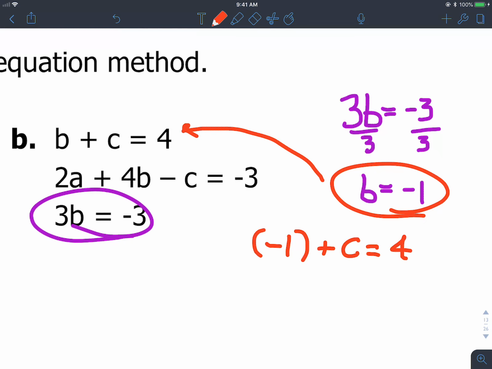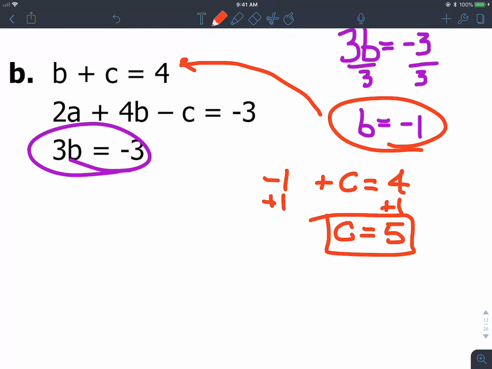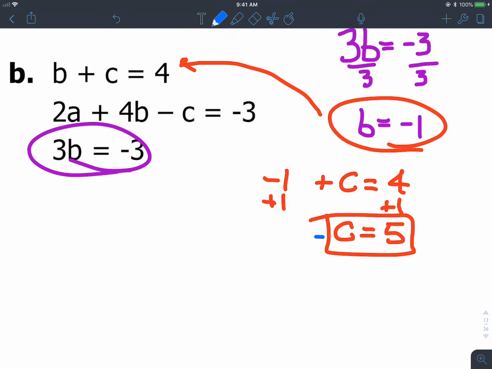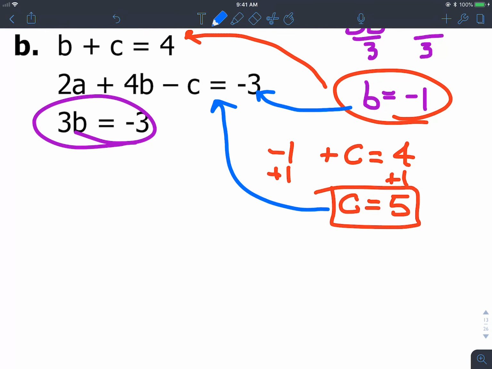And since we don't have anything really outside the parentheses, you can just write that as negative 1. And then we're going to add 1 to both sides, and you get c is equal to 5. And then after you are done with that, we're going to take all of those values that we just found, c and b, and plug them into that third equation.